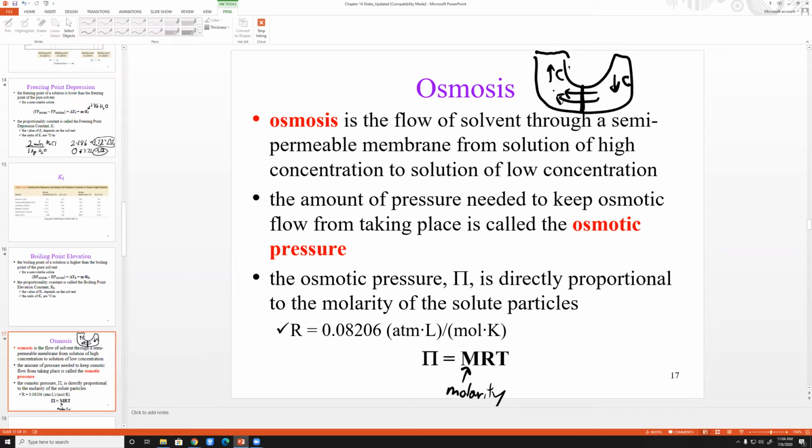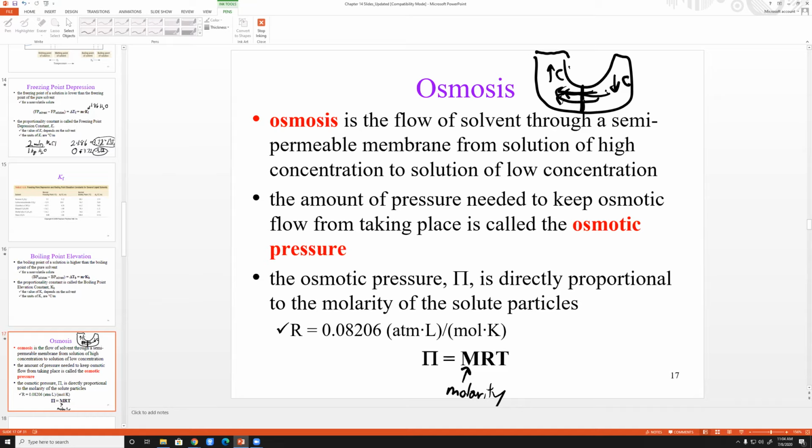So one of two things can happen. With osmosis, the solvent will flow from the low concentration area to the high. And what that would do is make this concentration lower, and they would eventually be equal. Or the solute could move from high concentration to low, and that would make it also equal.